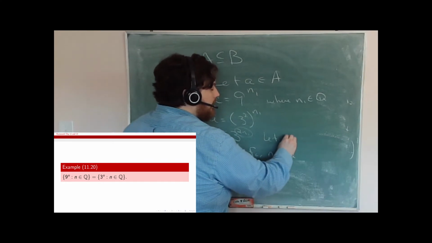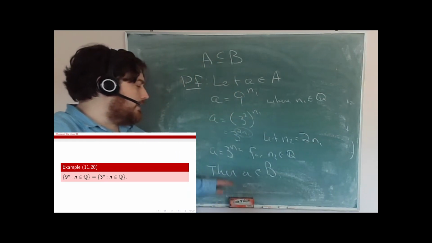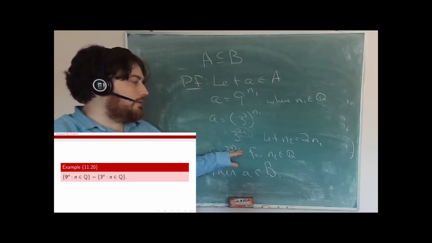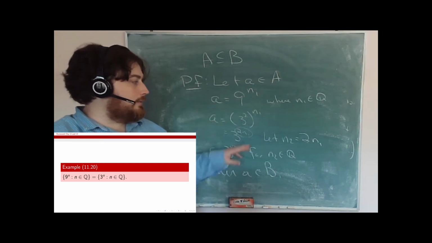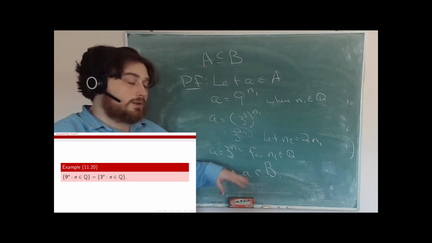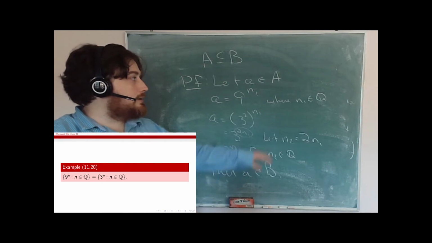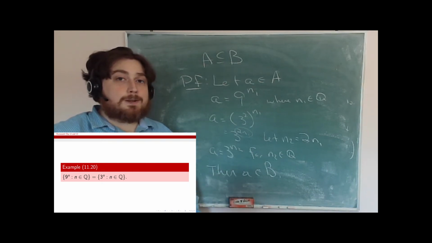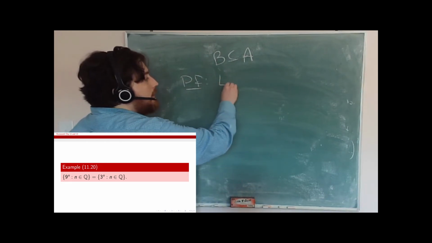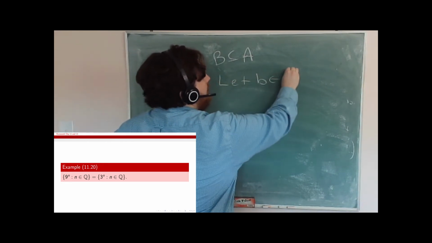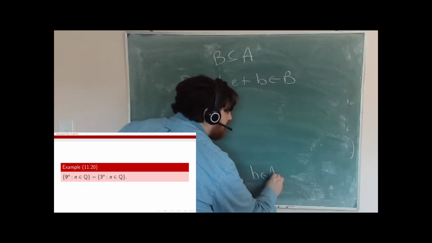Notice that 2 times n1, since n1 is rational, 2 times it is rational. So we can let n2 equal 2n1. And in that case, we get a is 3 to the n2, because n2 is 2n1. So therefore, if a looks like 9 to the n1, it can be written as 3 to the 2n1, which means it can be written as 3 to the n2 for some rational n2. Hence, if a is in A, a is also in B. In order to finish up the equality proof, we now have to show that B is a subset of A. So let b be in B, and then we have to show that b is in A.